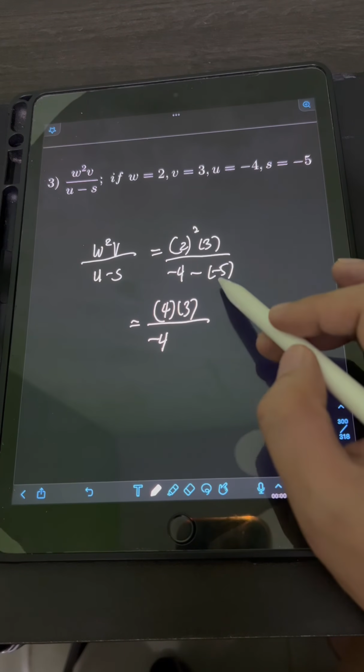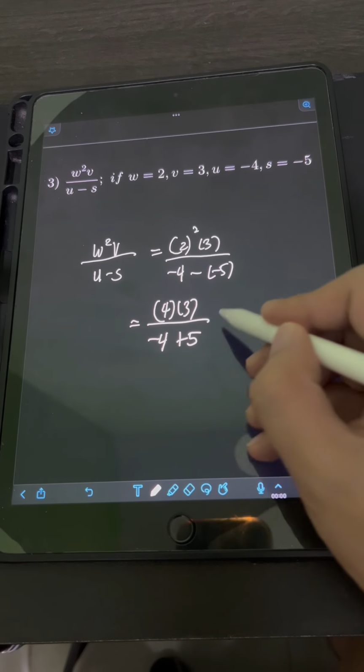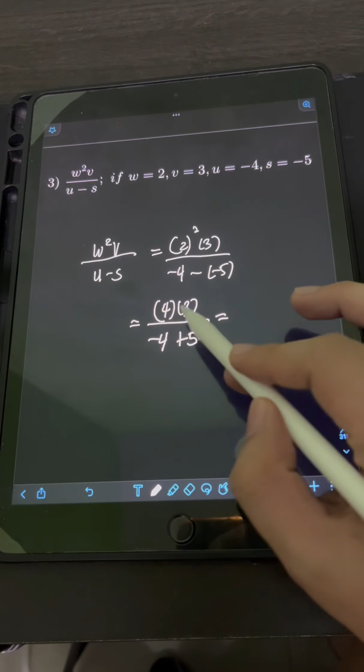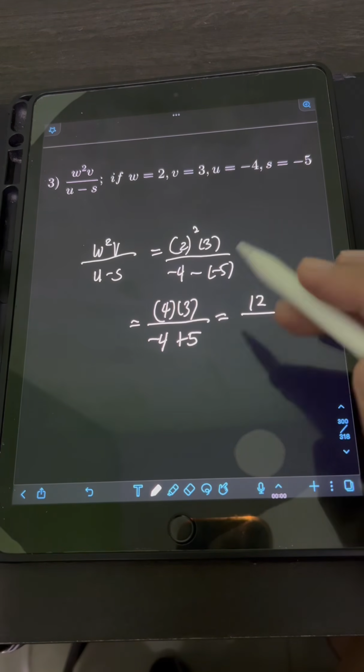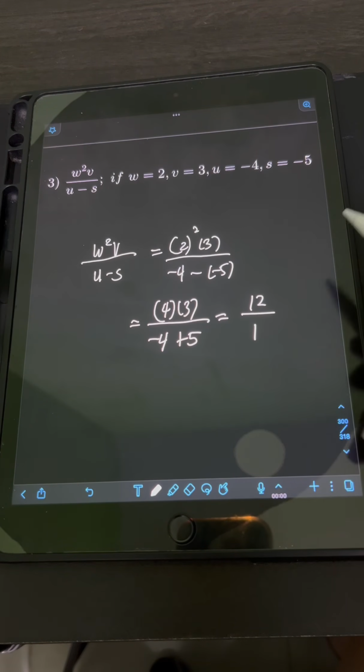So negative times -5 is +5. Simplifying further, multiply 4 times 3, it's 12, over -4 plus 5, that's +1. So we have 12 over 1, or simply 12. So the final answer is 12.